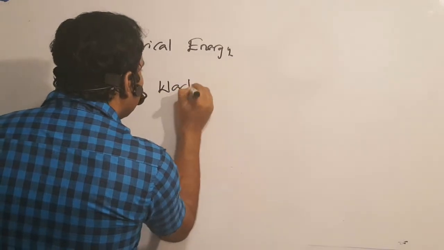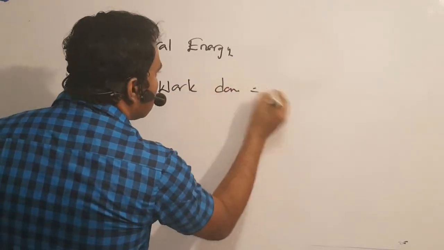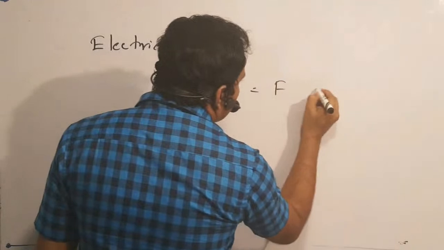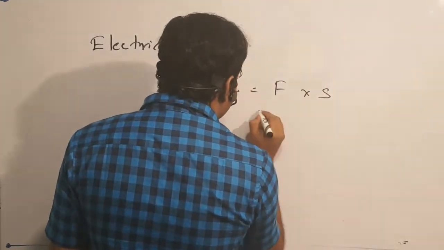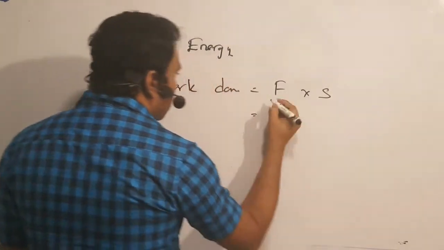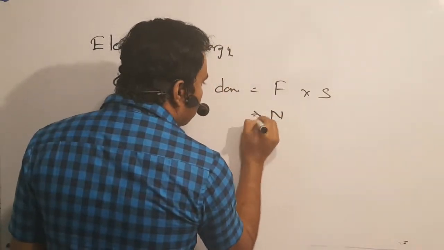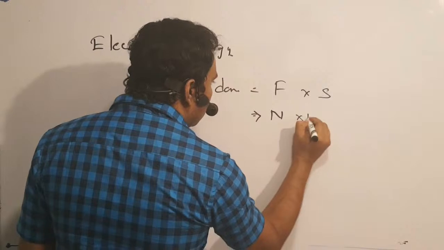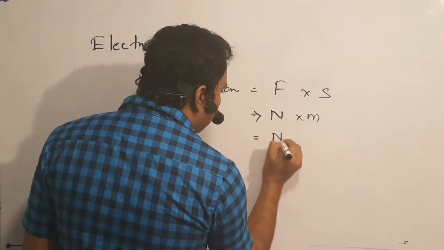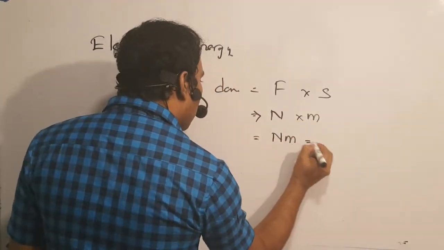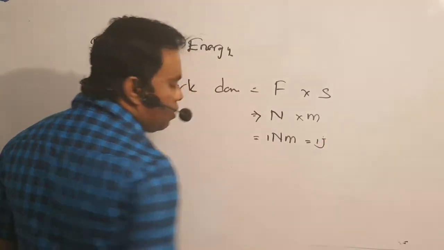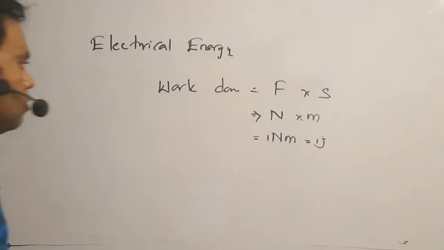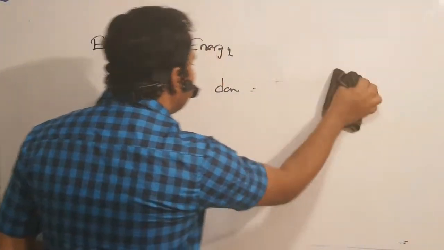So work done equals force into displacement. Okay, as you learned day before yesterday. So units for this is Newton into meters, that's Newton meters. So this 1 Newton meter equals 1 joule. So that's how you learned. Okay, let's summarize.